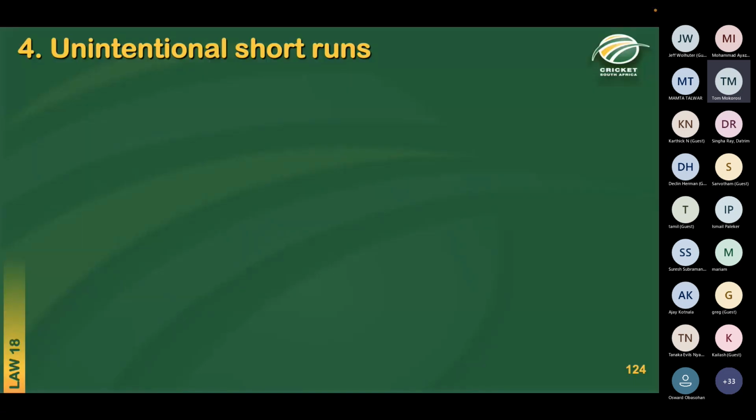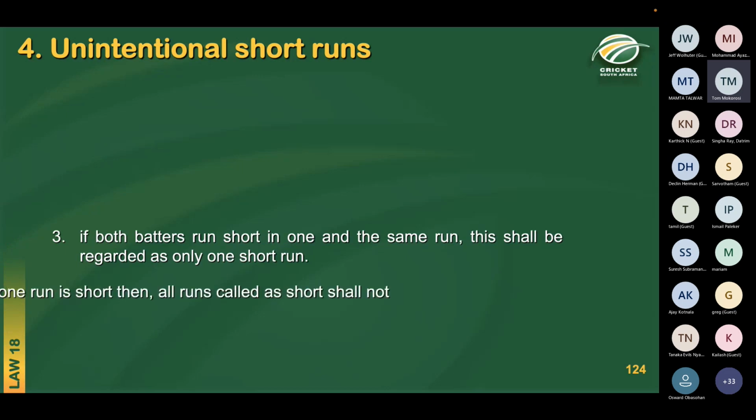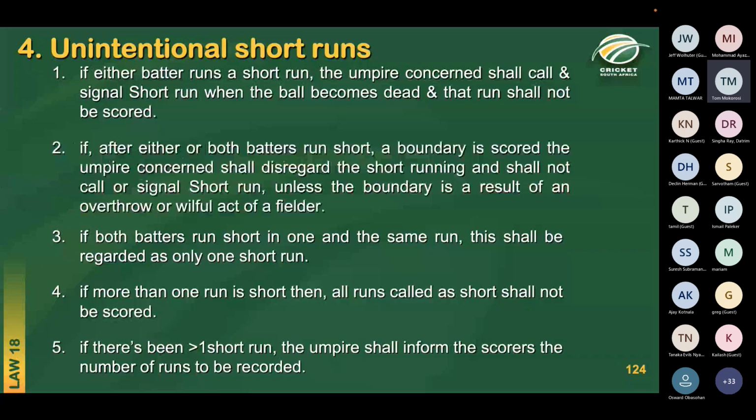Very clear differentiation there by the Cricket Digest between unintentional short runs and deliberate short runs. Let us just go through the law as described in that video. If either batter runs a run short, the umpire concerned shall call and signal short run when the ball becomes dead, and that run shall not be scored. If after either or both batters run short, a boundary is scored, the umpire concerned shall disregard the short running. If both batters run short in one and the same run, this shall be regarded as only one short run.